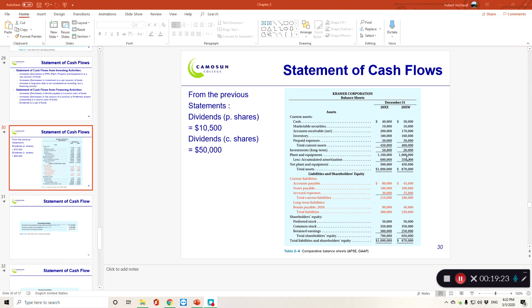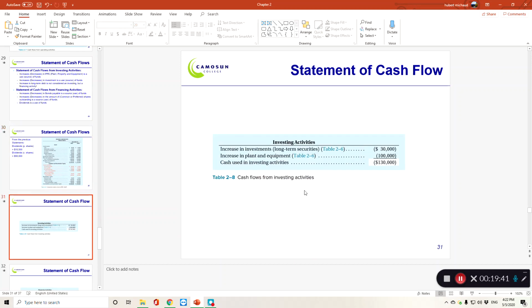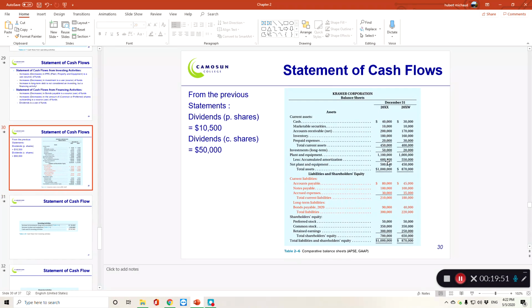At the same time, the plant and equipment also went up by 100,000, so I should also have a use of cash of 100,000. These two numbers are uses of cash. They should show up negatively in the statement of cash flow for investing activity, and I have this here. We see that they both show up, and we have a use of cash of 130,000.